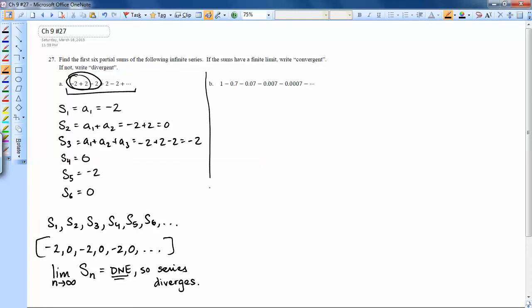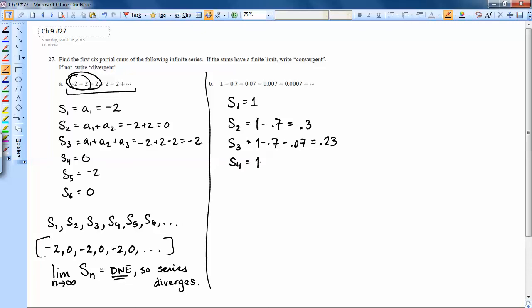Let's look at B over here. So the very first sum that you get is when you just take the first term, and that's 1. The second sum is when you do 1 minus 0.7. You take the first two terms, you get 0.3. The third sum, 1 minus 0.7 minus 0.07, gives you 0.23. The fourth sum, 1 minus 0.7 minus 0.07 minus 0.007, that gives you the value 0.233. Or sorry, 0.223.